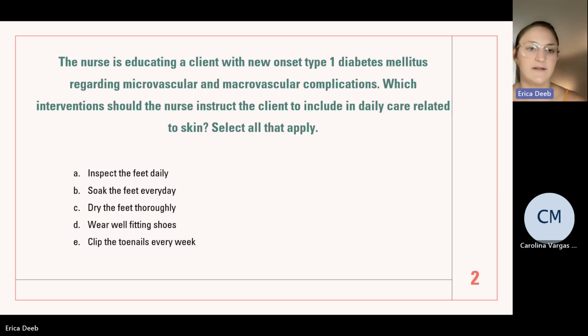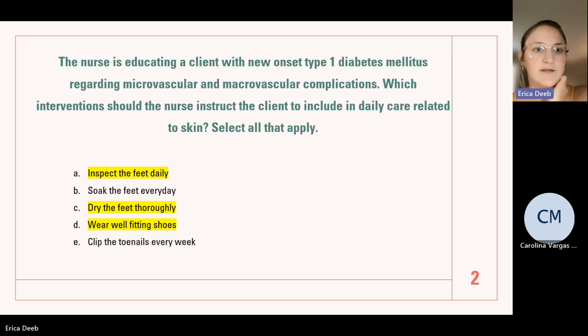So our next question, the nurse is educating a client with new onset type 1 diabetes regarding microvascular and macrovascular complications. Which intervention should the nurse instruct the client to include in daily care related to skin? Select all that apply. A, inspect the feet daily. B, soak the feet every day. C, dry the feet thoroughly. D, wear well-fitting shoes. And E, clip the toenails every week.